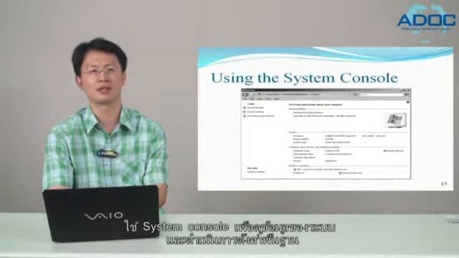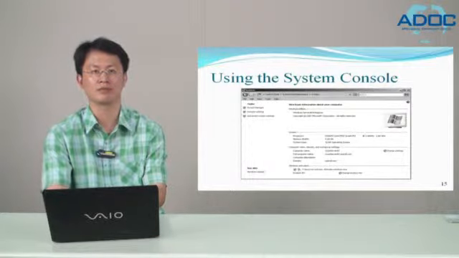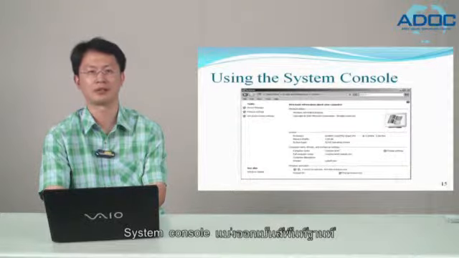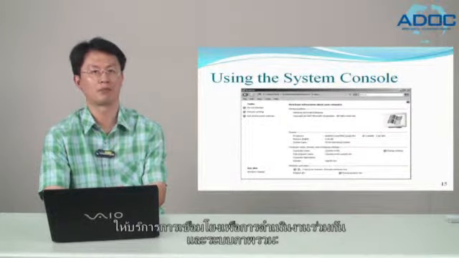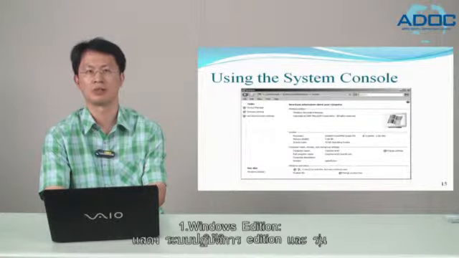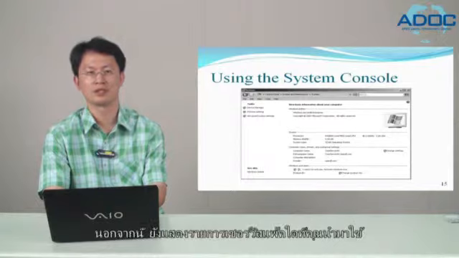You use the System Console to view system information and perform basic configuration tasks. The System Console is divided into 4 basic areas. They provide links for performing common tasks and a system overview. First, Windows Edition shows the operating system edition and version. In addition, it lists any server service pack that you have applied.